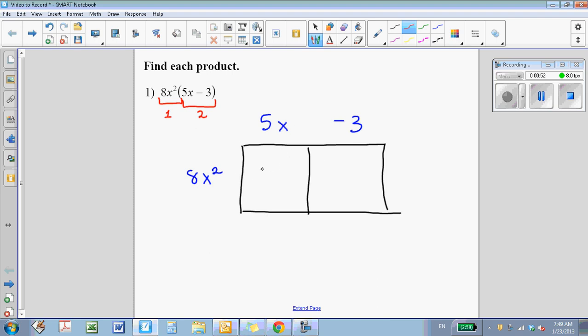So 8x squared times 5x gives you 40x to the third, and then we're going to multiply 8x squared and negative 3, and that's going to give us negative 24x squared. And then we want to take a look to see if we have any like terms that could be combined together. In this case, we don't, because we have x to the third and x squared. So this is just our answer. So our answer is 40x to the third minus 24x squared.